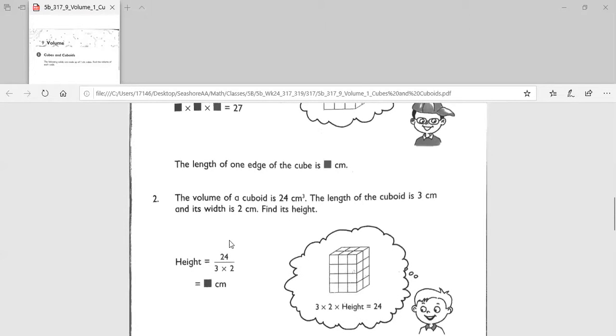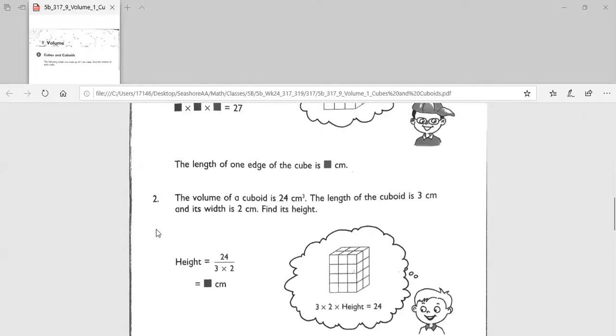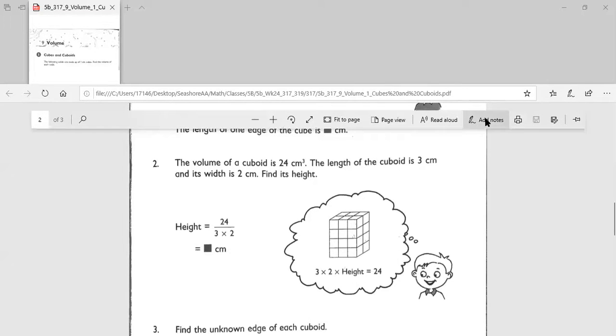For question number 2, Ricky, can you read the question for us? The volume of a cuboid is 24 centimeters cubed. The length of the cuboid is 3 centimeters, and its width is 2 centimeters. Find its height.